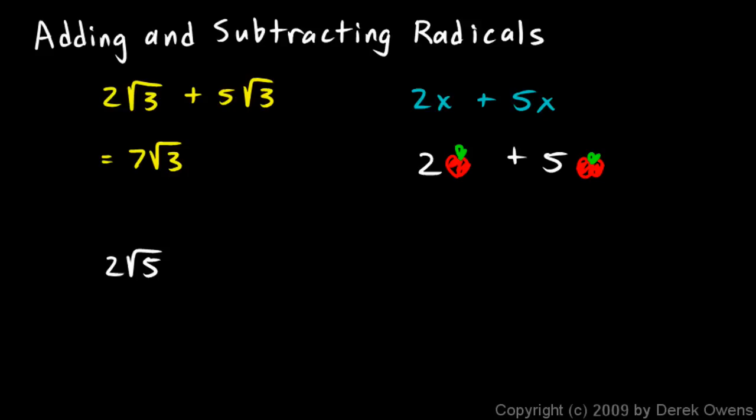If we had 2 root 5 plus 8 root 3, for example, that'd be like adding 2 apples plus 8 oranges. You can't combine the things that aren't like terms. Or that'd be like adding variables, 2a plus 8b. We can't combine them if they're not the same type of thing. So that's the main idea. When you're adding radicals, combine the like radicals when you can, but only combine the like radicals.